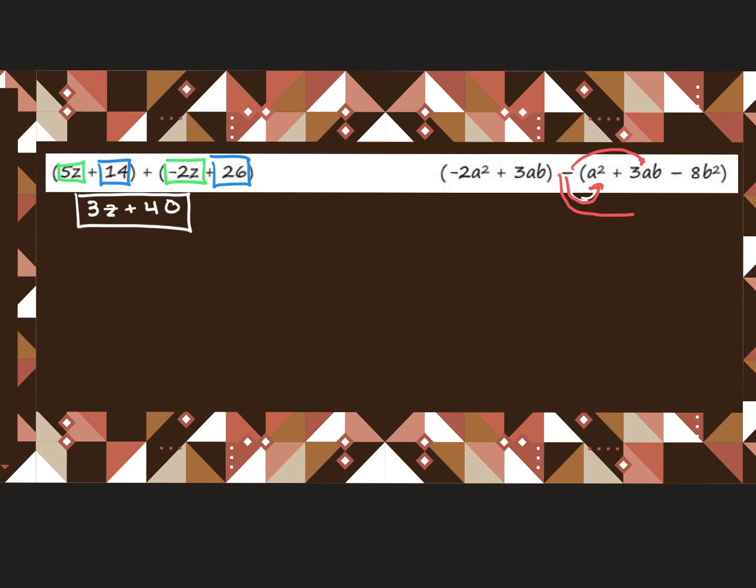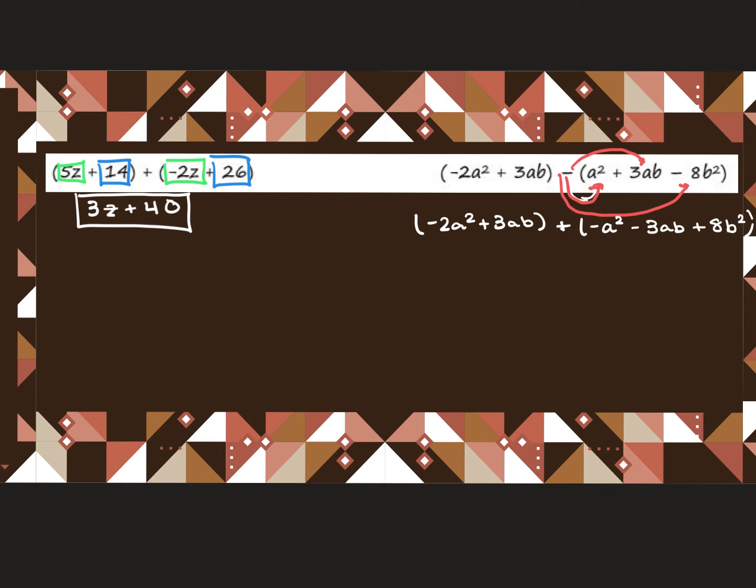So distributing that negative, I'm going to rewrite. My negative 2a squared plus 3ab is going to stay the same, but instead of having subtraction, I'm actually going to add them. So that gives me negative a squared minus 3ab plus 8b squared. All right, so all I did was multiply everything by that negative 1.